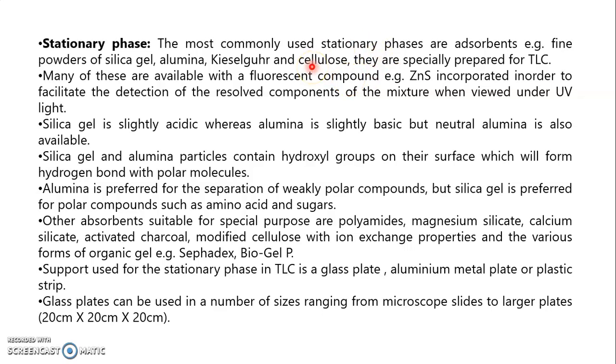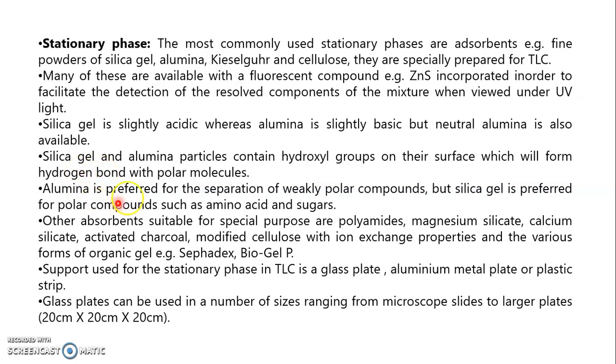These are first made into a slurry, and we apply this material on the surface of glass or plastic. There are many other compounds which can be used as the adsorbing material, but silica is the most common. Silica is slightly acidic, but alumina is slightly basic. So we can select the adsorbing medium according to the component's polarity.